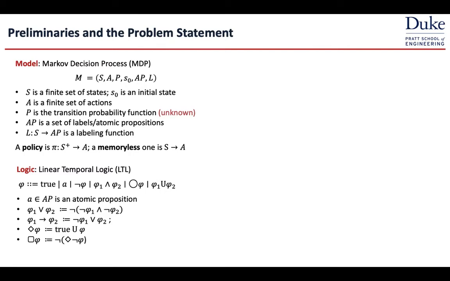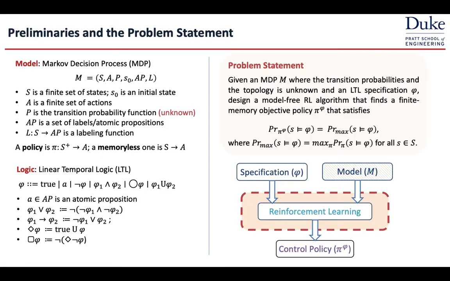The satisfaction of the formulas here depends on the paths generated. So our problem here is to find a policy using reinforcement learning such that the probability of the paths generated by that policy that satisfy the specifications is maximized. Simply, we want to design a reinforcement learning framework which takes the specification and the model as inputs and produces a desired control policy.